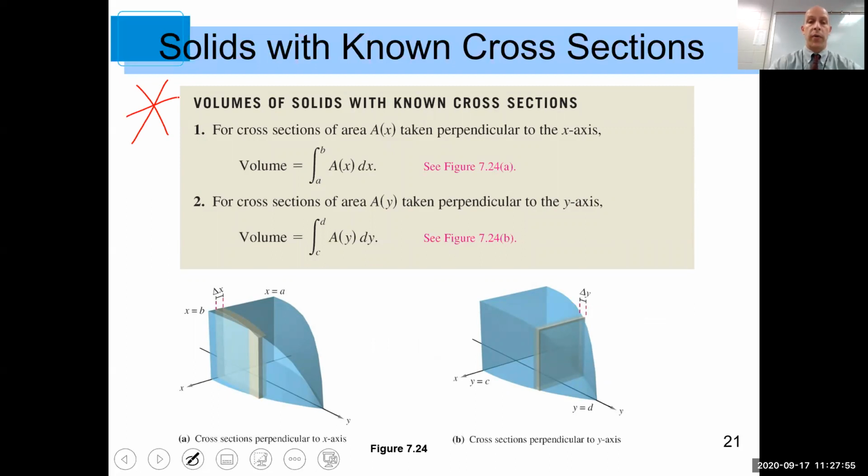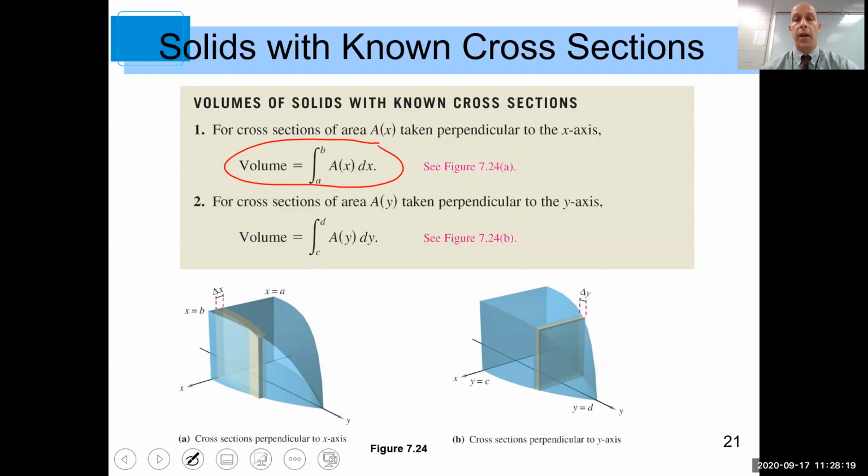So here's what we're dealing with, and let's focus on this one here. This is with respect to the x-axis. So the cross sections are perpendicular to the x-axis. Note that this is the x-axis here. Again, I'm going to clear all this off so you can see. So notice that the cross sections are perpendicular to the x-axis. So here would be the formula in that case.